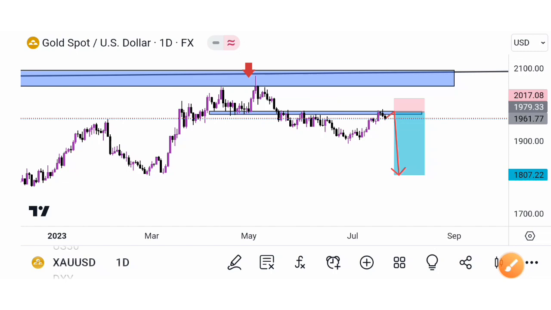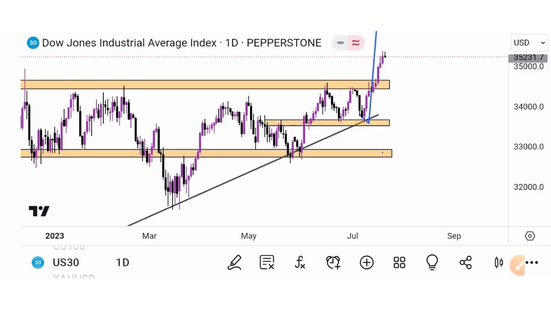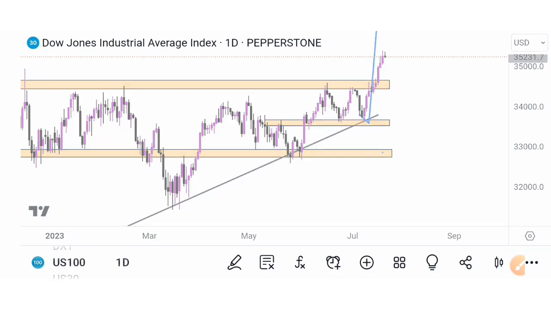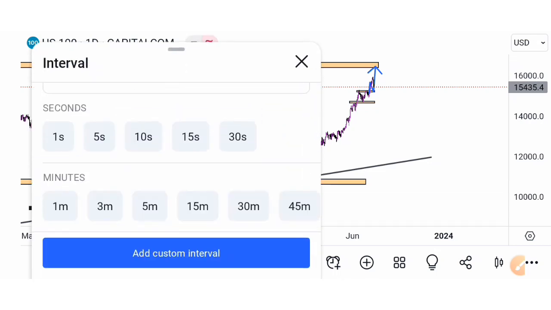But let's move on to the third pair of the day, which is the US30. US30, I'm still bullish, and I've been saying this to you guys. Or rather, let's start with the NASDAQ pair. I like to end with the US30. The NASDAQ pair, still I'm bullish on it. Going to the monthly time frame.